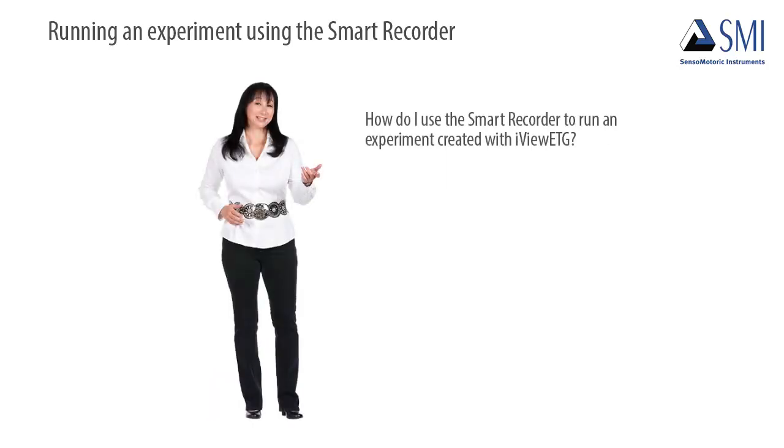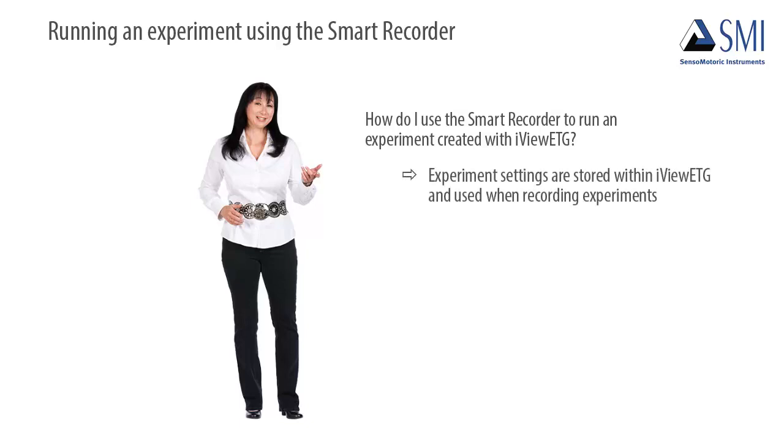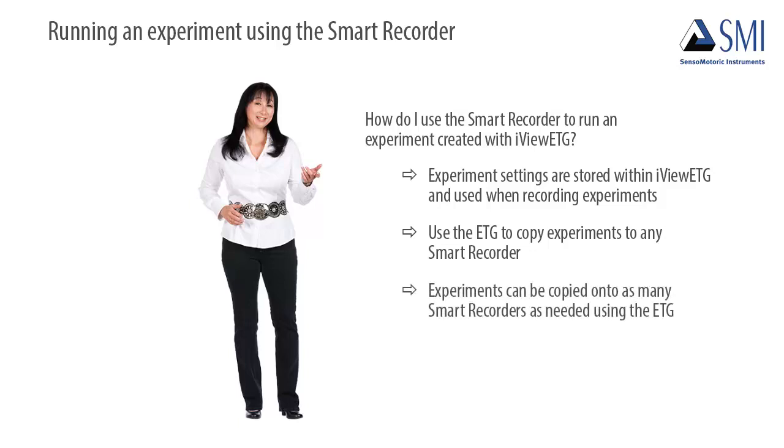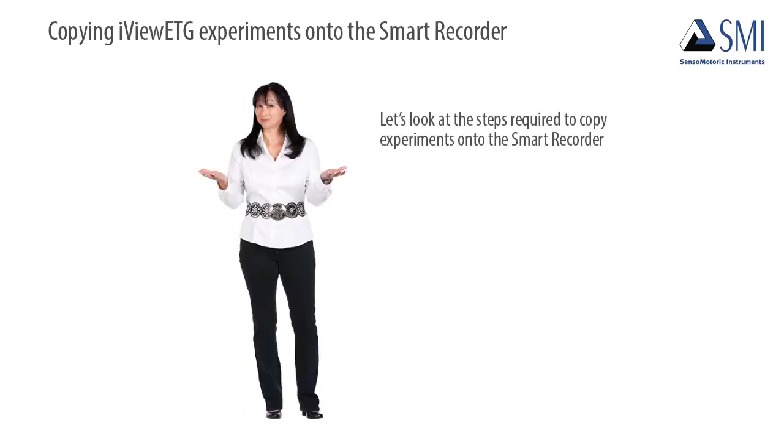So how do I use the SmartRecorder to run an experiment created using iView ETG? Experiment settings are stored within iView ETG to use as default settings when recording experiments. Experiments are copied to the SmartRecorder using the ETG device. You can copy experiments from the ETG to as many SmartRecorders as needed. Let's look at the steps required to copy experiments onto the SmartRecorder.